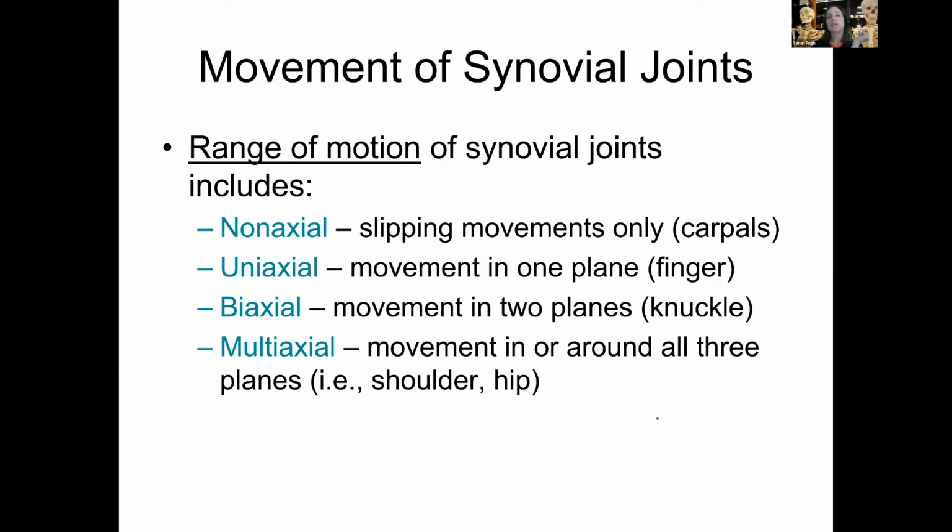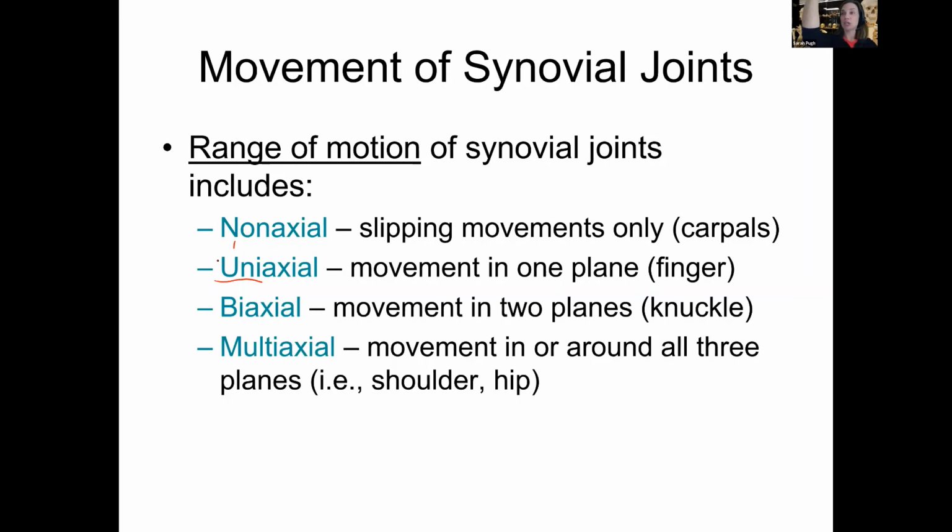So I do want to walk you through a little bit on our synovial joints and the types of motion that we can get out of our synovial joints. The very generic ranges of motion are non-axial movements. Non-axial movements are where the bones just sort of slip and glide over each other. Axial movements are where you're moving the joint on a plane. So uniaxial, uni means one. So this would be movement in one plane.